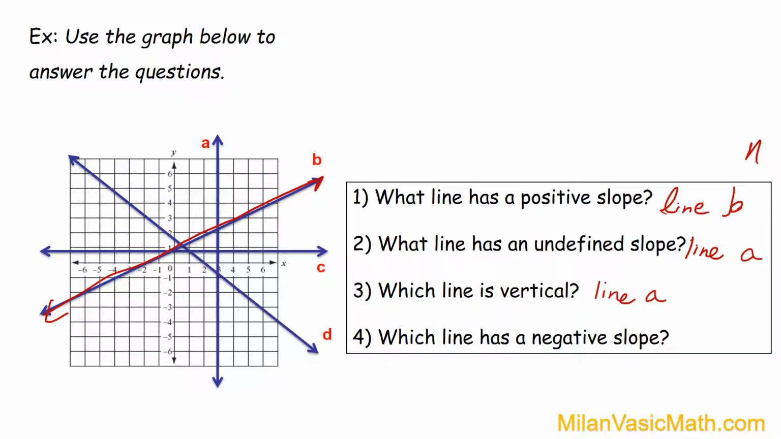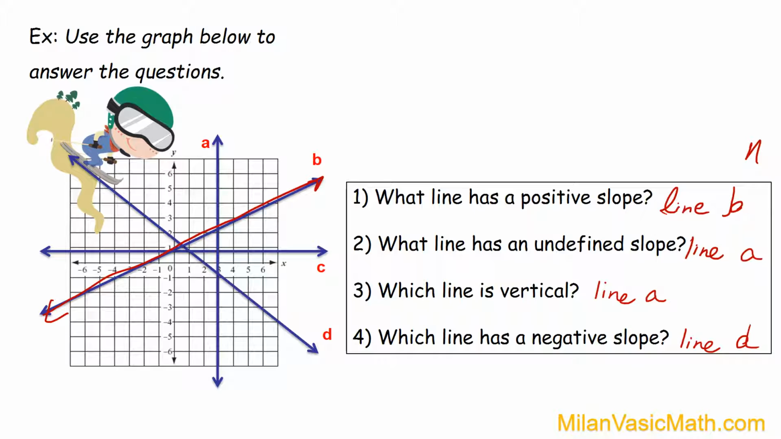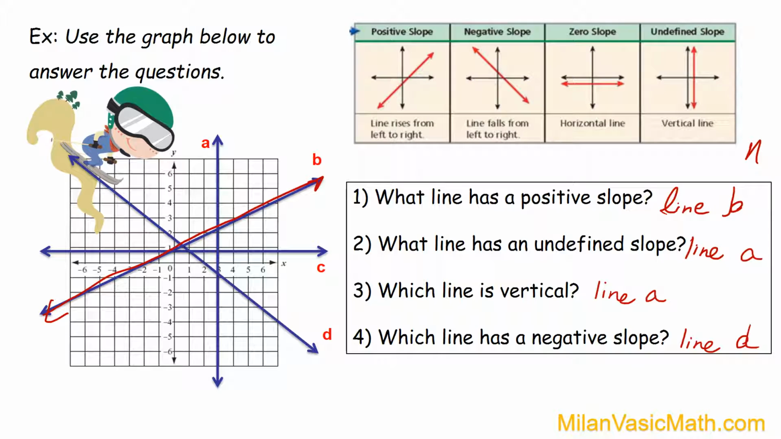And finally, which line has a negative slope? All right, negative slope falls from left to right. Think about if there was a skier there on line D, the skier would fall. So line D. Okay, and here's a summary of what we did before.